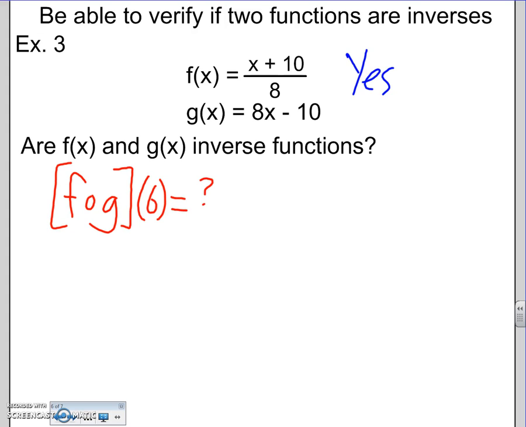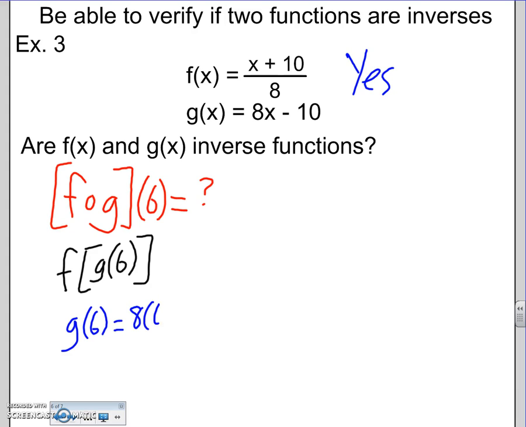Alright. Remember, these are inverses. If they're inverses, remember, you plug something in, you flip it, you flip back, you should get the original. I should get 6. So y'all know that means, like before, f of g of 6. So let's figure out what g of 6 is. G of 6 means go to equation g, plug in 6. So 8 times 6 minus 10, that is 48 minus 10, that's 38. So I'm going to plug that in. So this turns into f of 38.